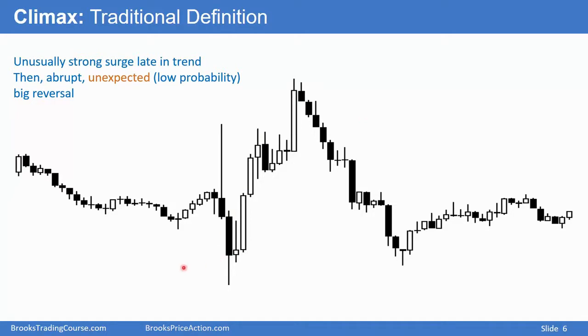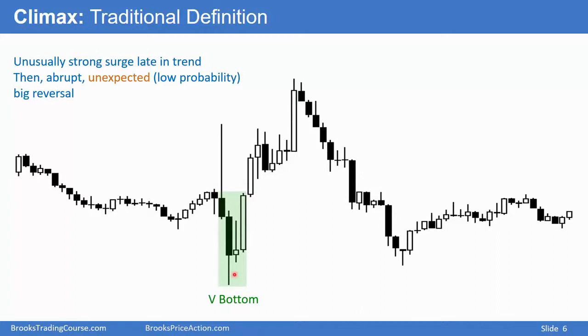This is the traditional definition of a climax, that you have a strong surge late in a trend, and then an abrupt, unexpected reversal. And unexpected means low probability reversal. When you see the bulls try to break to the upside here and fail, and the market reverses down strongly here, and then has a second consecutive bear bar, this bar closing below the lows of this 20-bar trading range, traders think at that instant the odds are pretty good that we're going lower. The bulls tried to break out and failed, and now we have a bear breakout. It's unexpected that you would get another reversal. And therefore, this is an unexpected event, a sell climax that led to a reversal. That's the traditional definition of a climax.